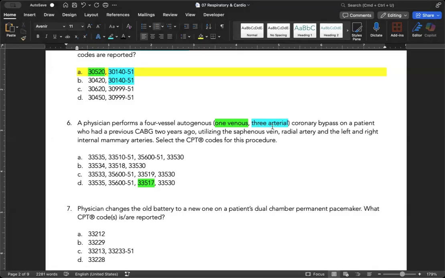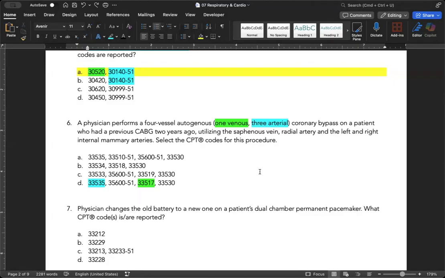And then for the 3 arterial, so the 33533 through 36, we're going to use 33535. I'm just going to highlight those here too, so that way we can just kind of see what's what. Actually, no. I'm just going to highlight them in this one so it doesn't confuse. Okay.